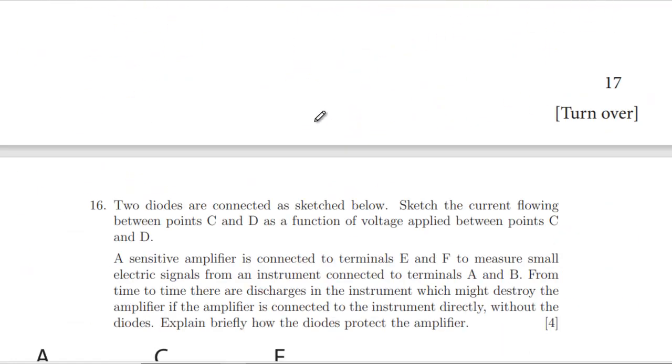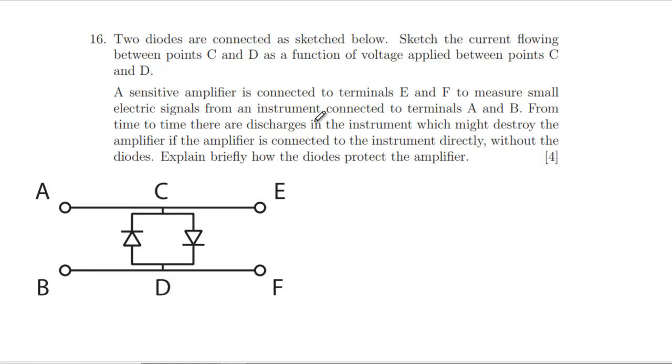Right, so where are we now then? We are on to diodes. Another topic that people are probably going to be a little bit sketchy about. So we've got this setup of diodes. Sketch the current flowing between points C and D as a function of voltage applied between points C and D.